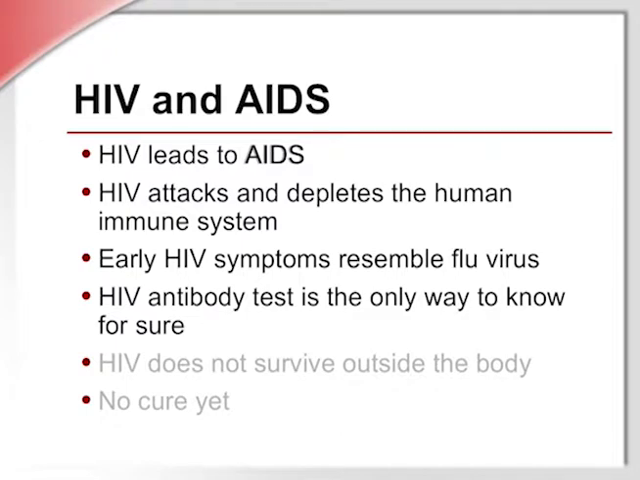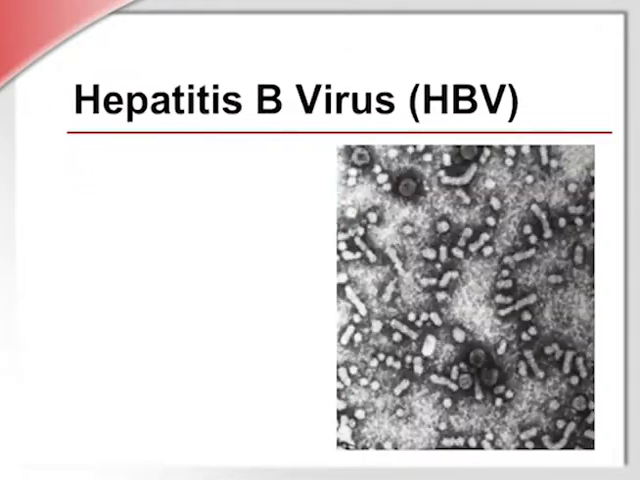An HIV antibody test is the only way to know for sure if you have HIV. HIV does not survive outside the body. When HIV-infected human blood or other bodily fluid is dried, the risk of transmission is virtually zero. Finally, there is no cure yet for HIV or AIDS.